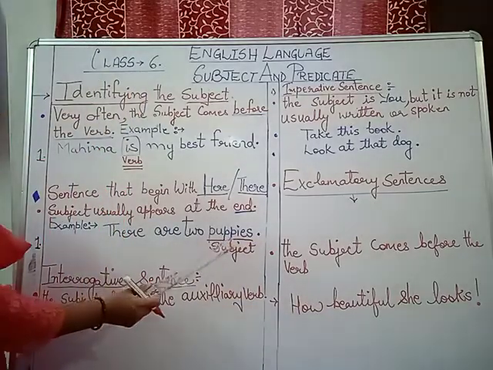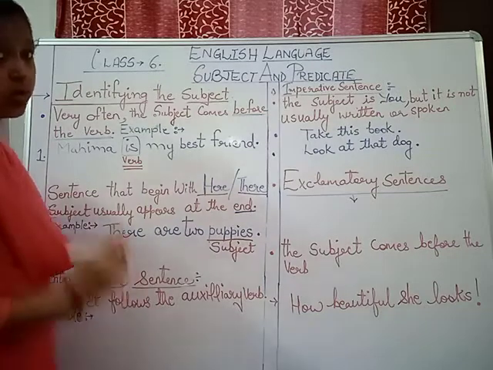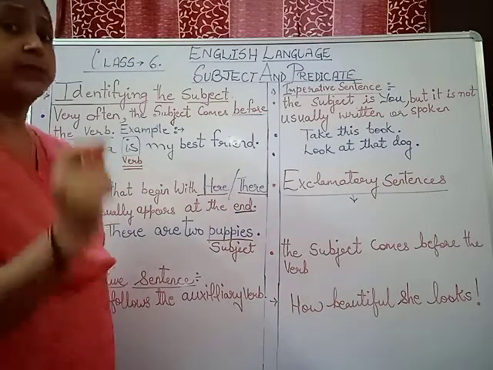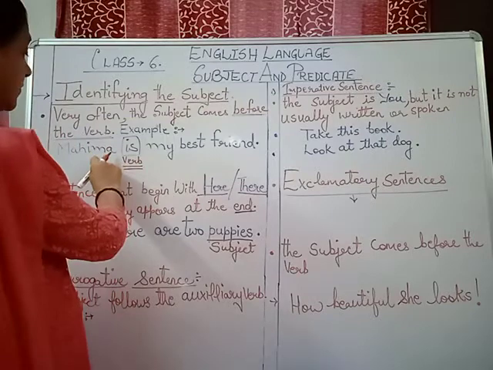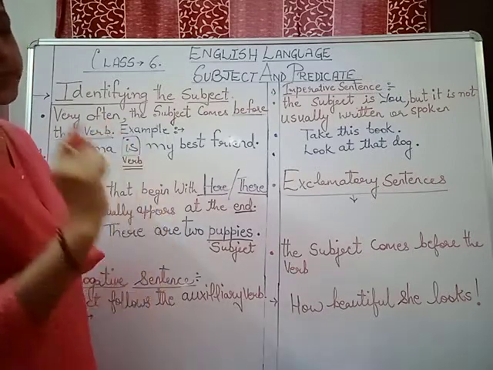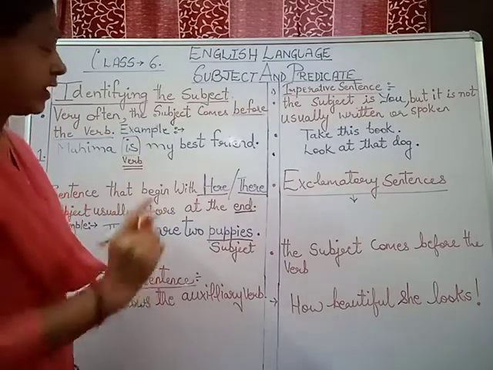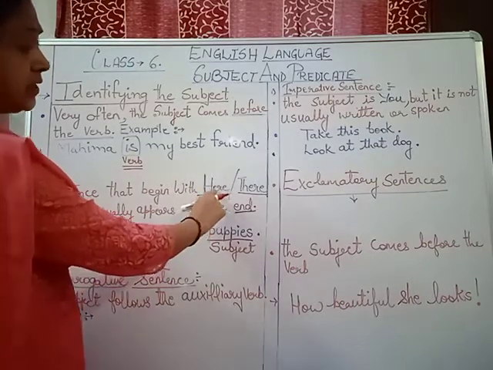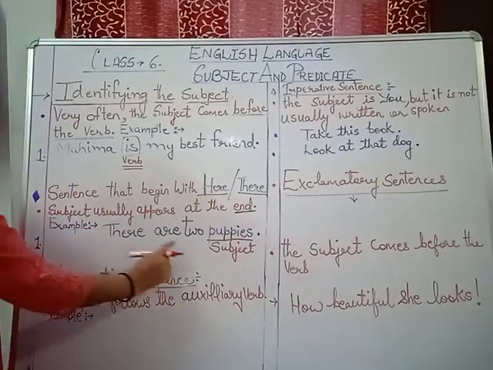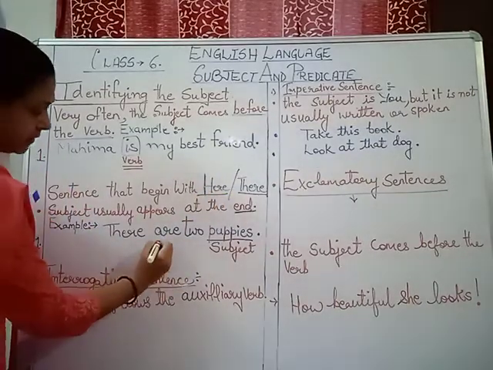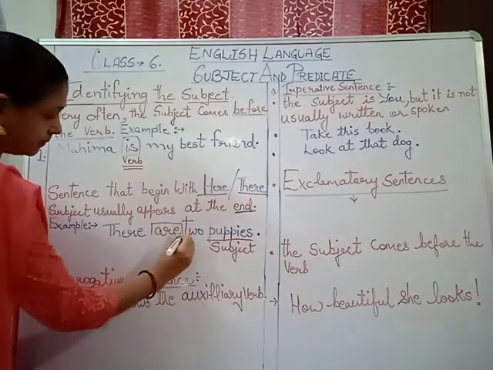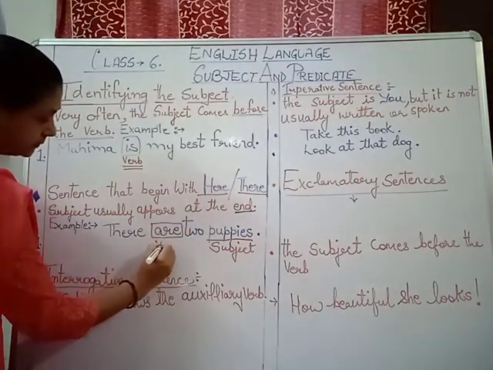It is not always that the subject will come first, as in the previous one, but sometimes the subject comes at the end, where we say "here" and "there." There are two puppies, and this is your verb.